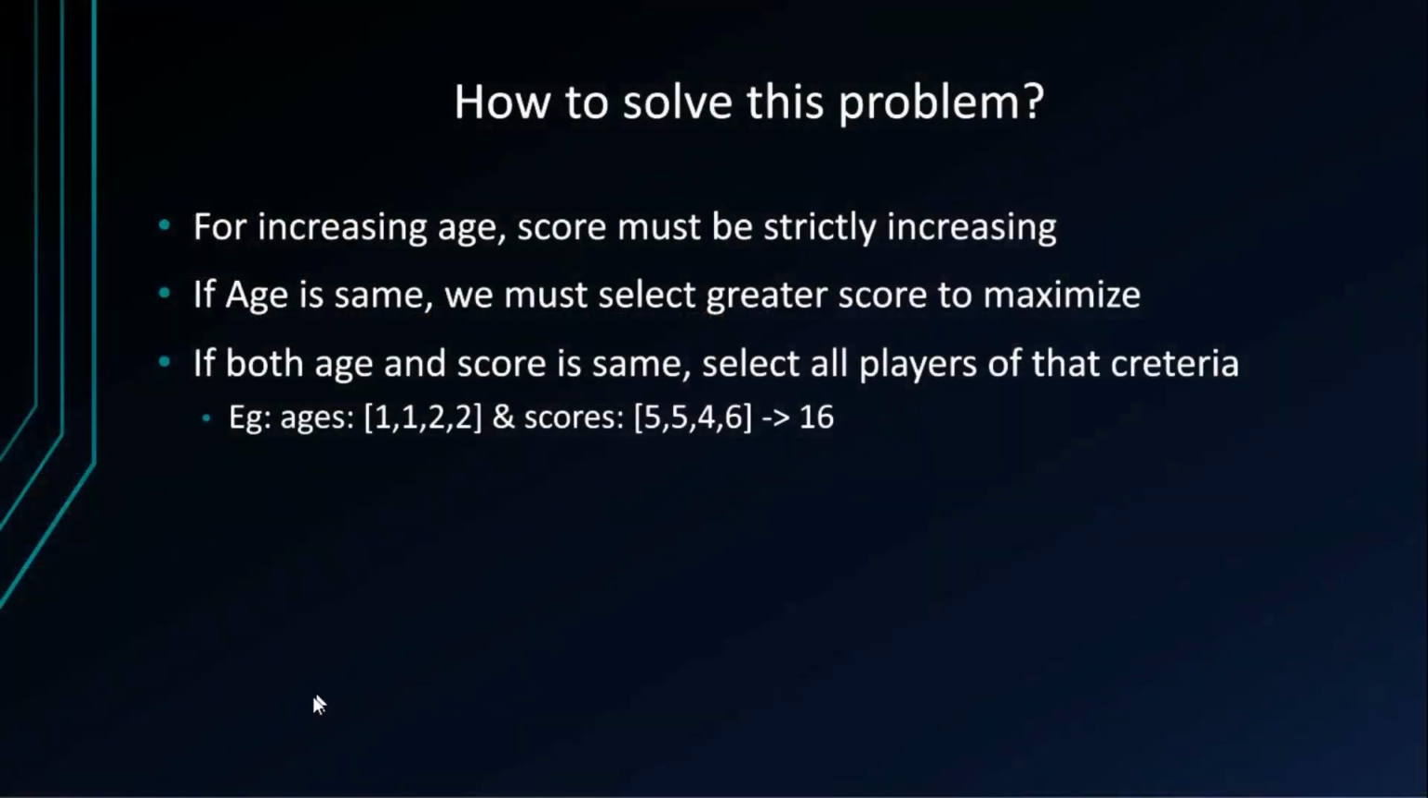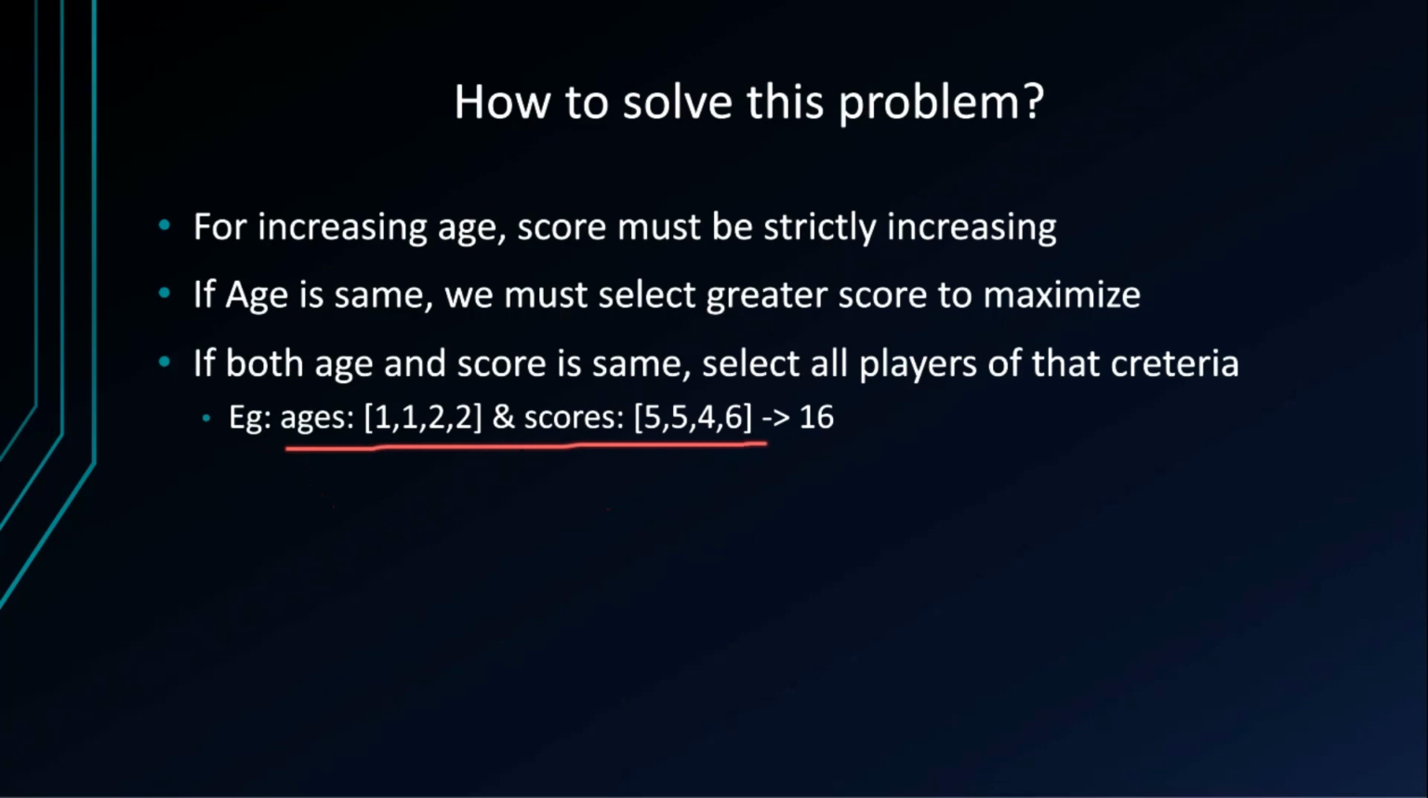So how can we solve this problem? As we can see, for increasing age, the score must not decrease. If the age is the same, we must select the greater score to maximize the team score. But in the case where both age and score are the same, we have to select all the players of that criteria. This is the example given in example number two of the question itself.